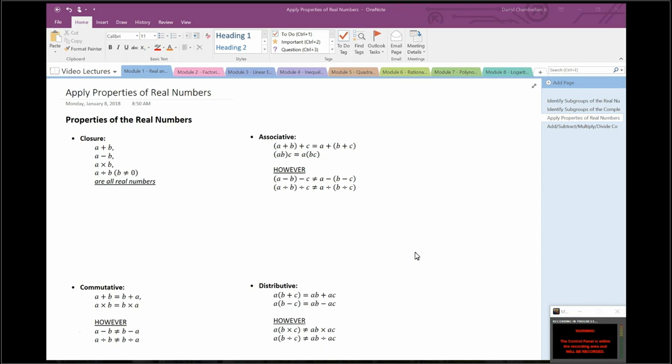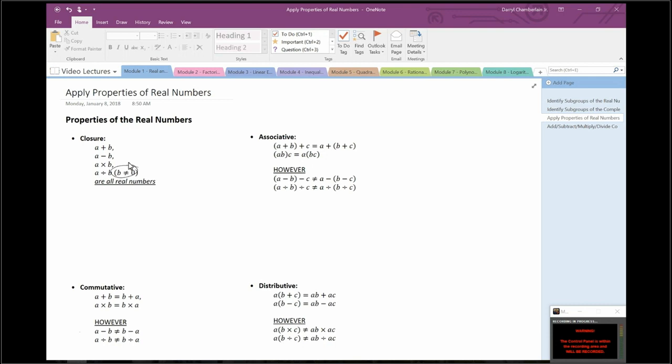Closure really is just saying when we're doing something with numbers, they're going to stay in the real numbers. So if I'm adding two real numbers, it's still real. Multiplying, dividing, all of that, it's still real numbers. The only issue we could run into is when b is 0 and I'm dividing by 0. This is just not a real number. So that one's pretty easy.